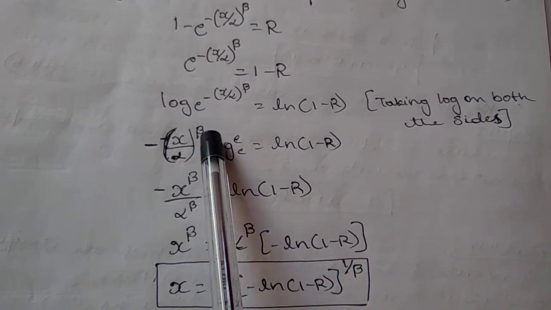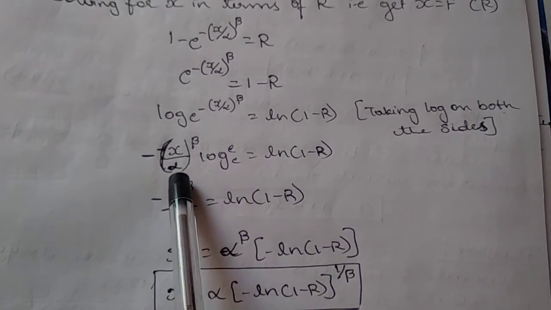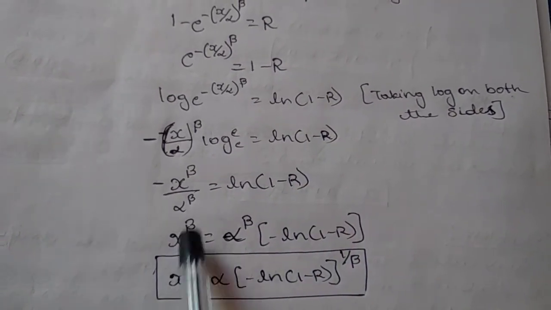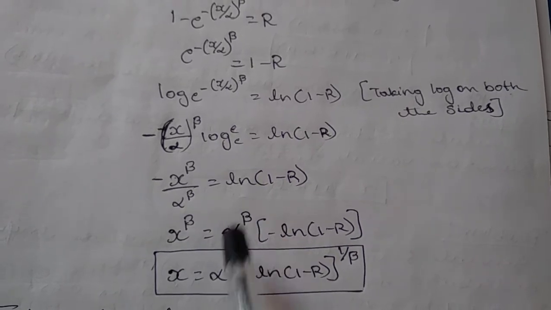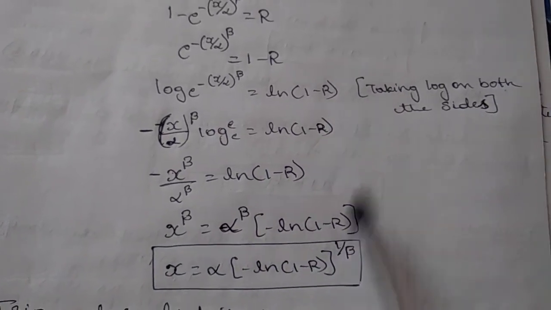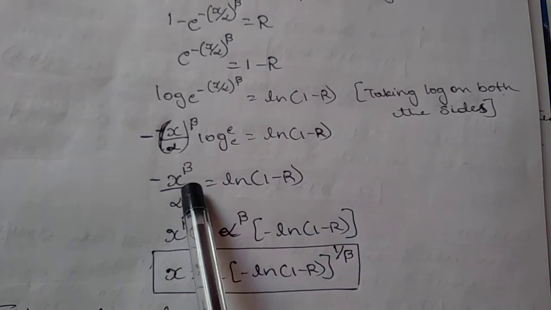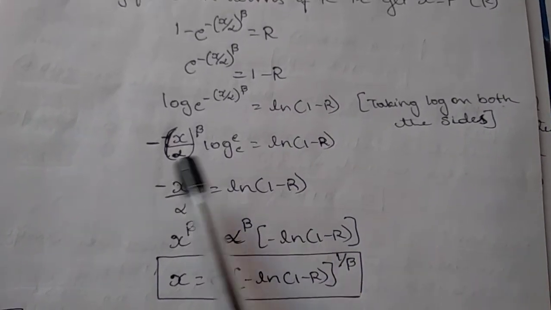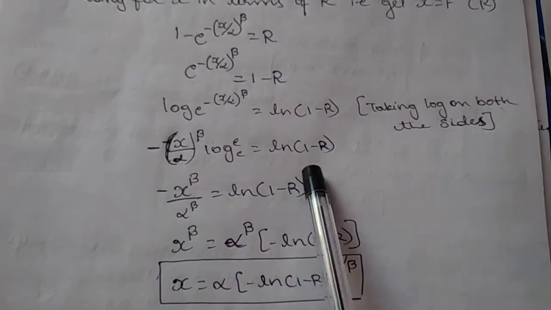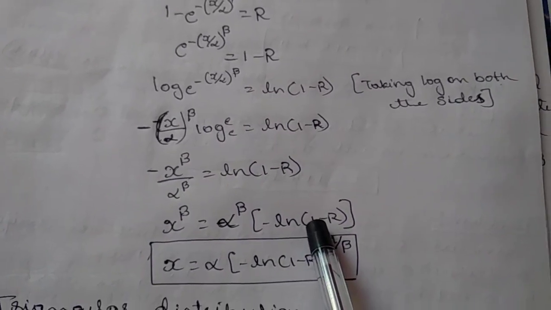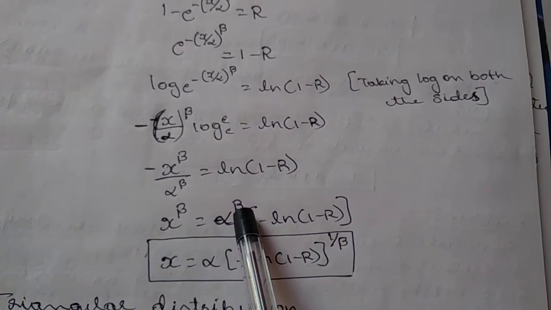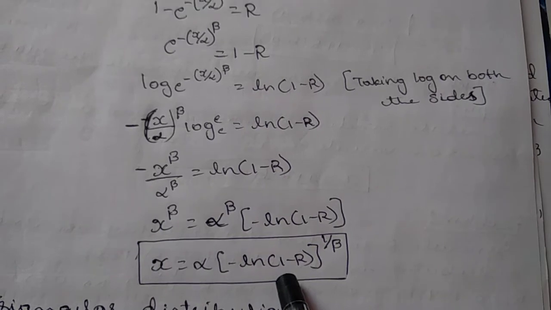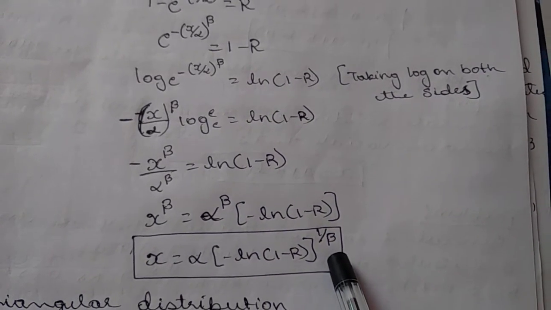Then it is minus x power beta divided by alpha power beta, equals ln of 1 minus R. Then I am taking alpha to this side: x power beta equals alpha power beta times minus ln of 1 minus R. It should be a positive value, so I am taking the negative sign across, taking x this side and ln this side, so it becomes positive and it becomes negative. Then for this beta I can write 1 divided by beta, that is x equals alpha into (minus ln of 1 minus R) whole power 1 divided by beta.